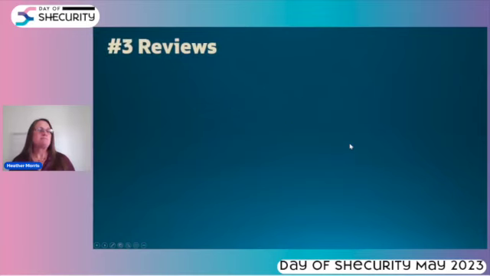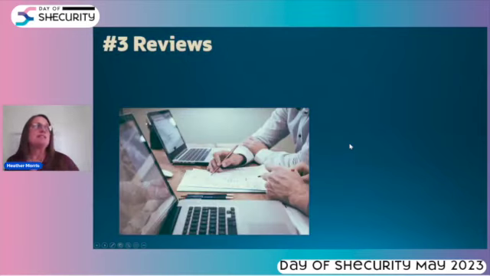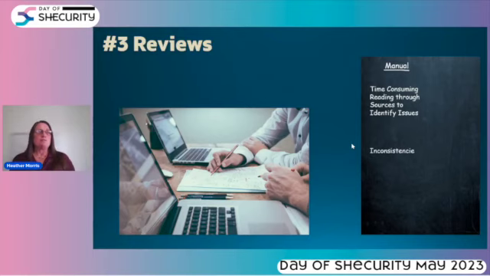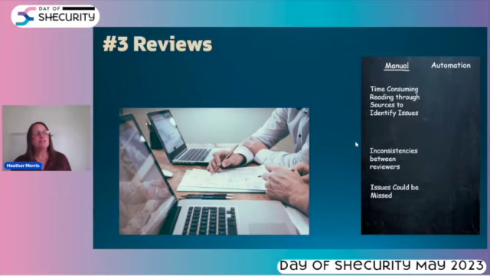Reviews are very common in GRC: risk reviews, standards, violation reviews, evidence reviews, all kinds of reviews are happening. If you're doing this manually, again, it's a very time-consuming process, reading through all these sources of information, identifying issues or changes that are needed. There can be some inconsistencies between reviewers. And then also, you might easily miss an issue because of just the amount of information you're going through. So this is another opportunity, depending on your review, to add some automation.